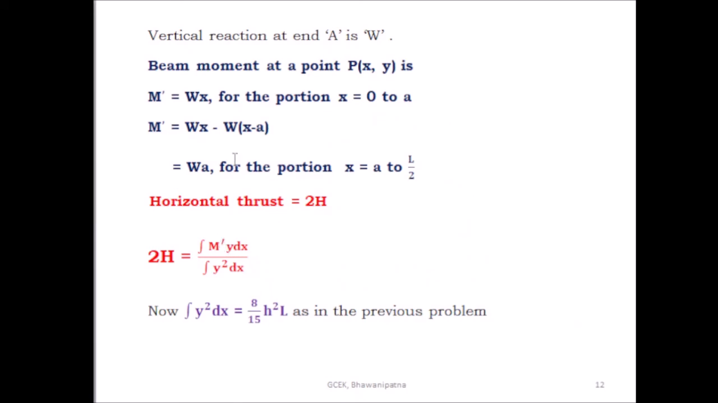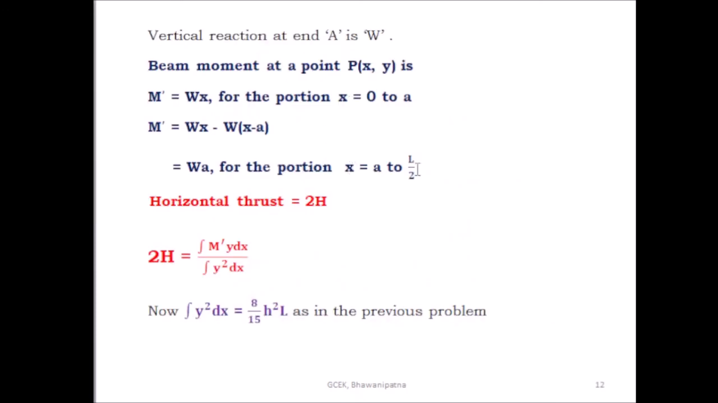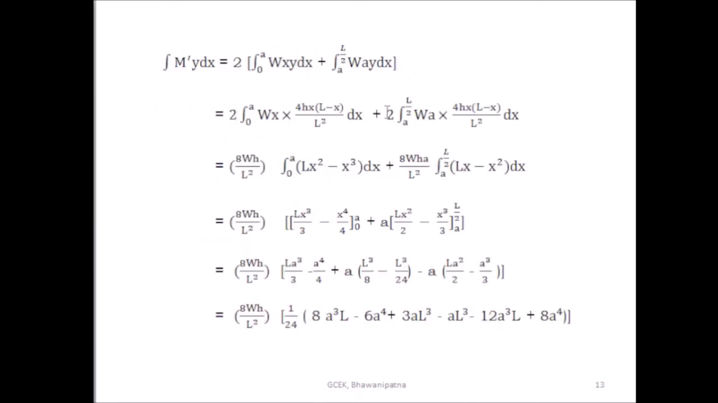The m dash you got here is wx for the portion 0 to a, and w into a for the portion a to l by 2. So here you take for 0 to a portion wx into y dx, and both sides you have to take 2. Then for a to l by 2 portion, the beam moment is wa into y dx.